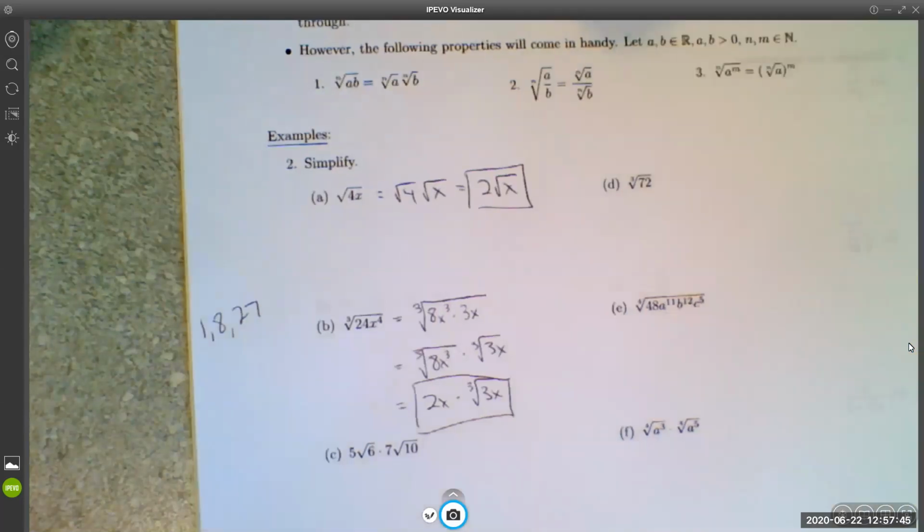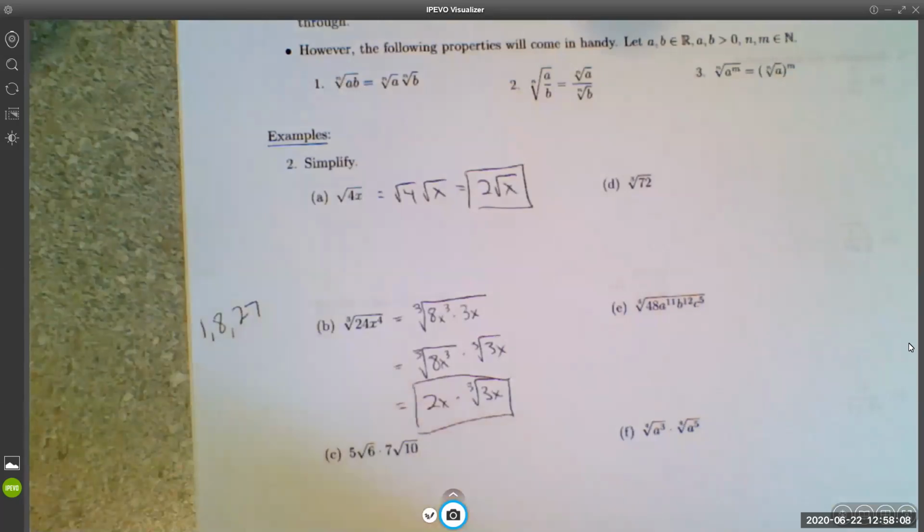When you're multiplying two radicals, you multiply the coefficients and you multiply the radicands. So in this case, we would get 5 times 7 is 35. And inside the square root, 6 times 10 is 60. Of course, you can simplify that, right?